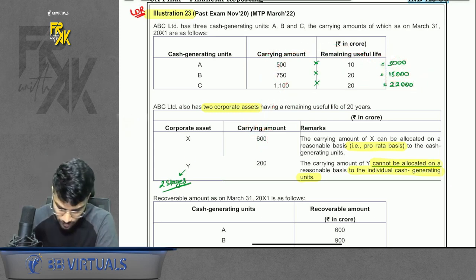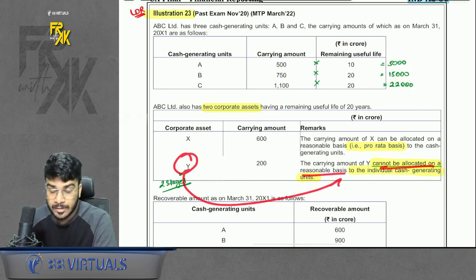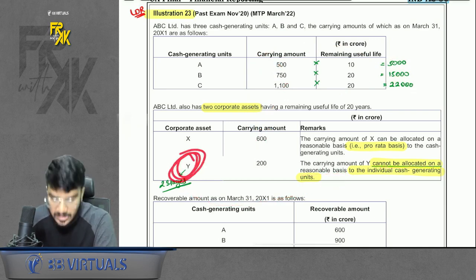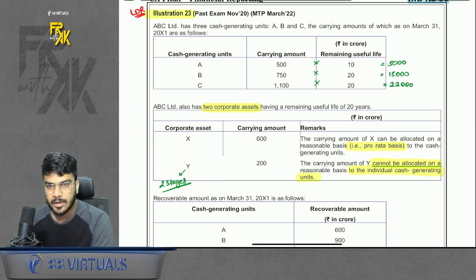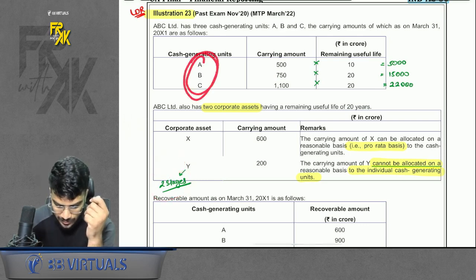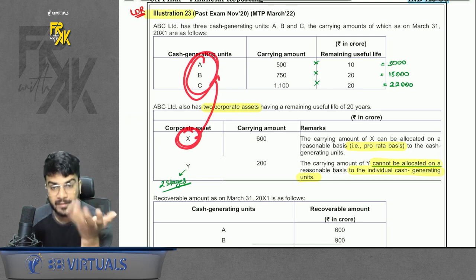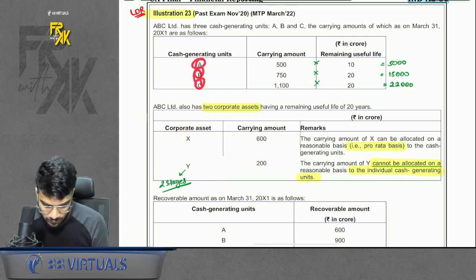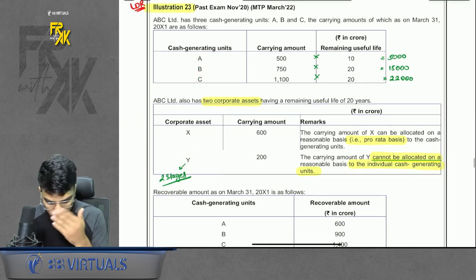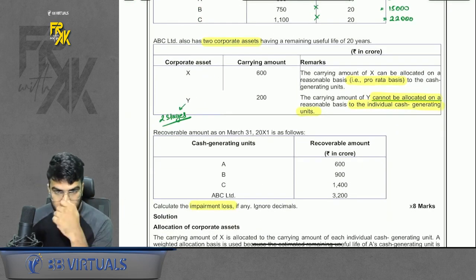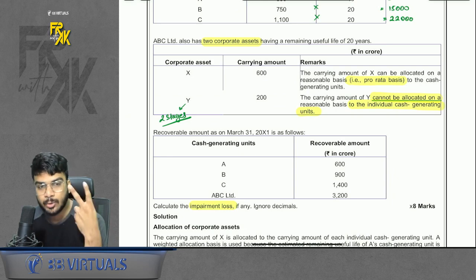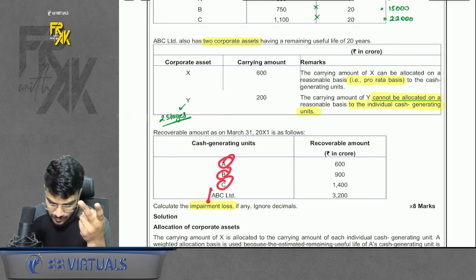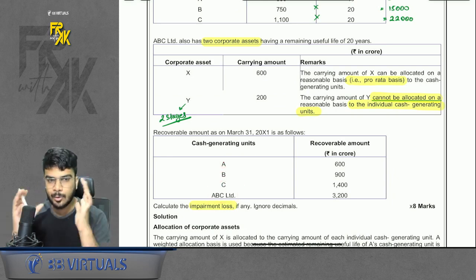What about Y? It says Y cannot be allocated on a reasonable basis. So for this Y, we have to conduct the impairment test in 2 stages. In the first stage, we will test the individual CGUs including the corporate asset X but excluding Y. And then in stage number 2, we will add all the CGUs and also add Y, because Y cannot be allocated individually. So that is why we have to conduct the test in 2 stages: first of individual CGUs, and then for the whole group as a whole.